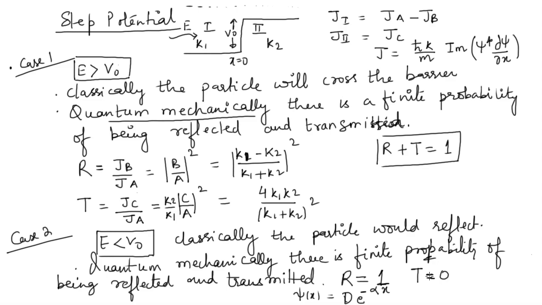Now we'll try to take a case. In this case, my barrier was infinite. Yes, in the step potential, for x greater than 0 it is infinite. So the transmission is ideally 0.